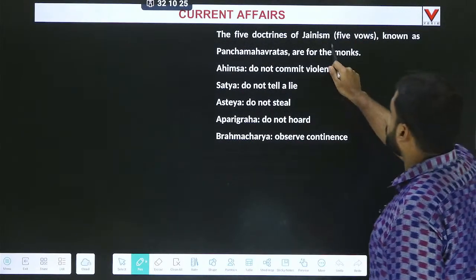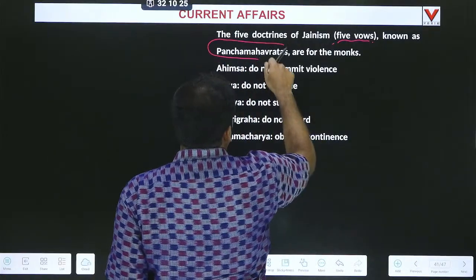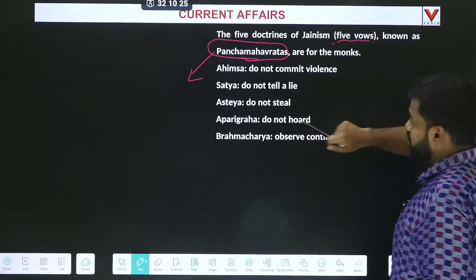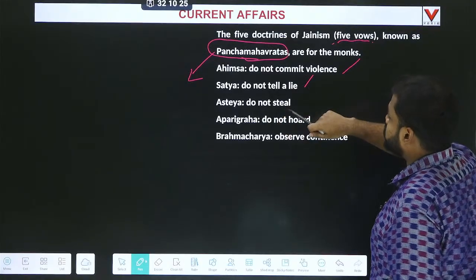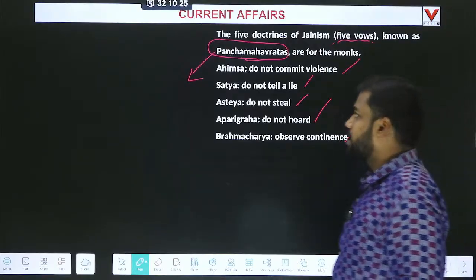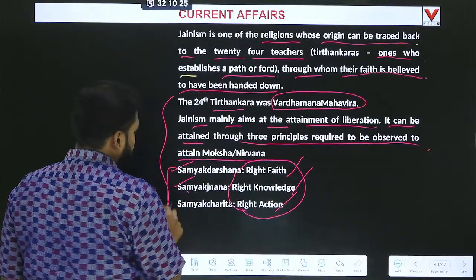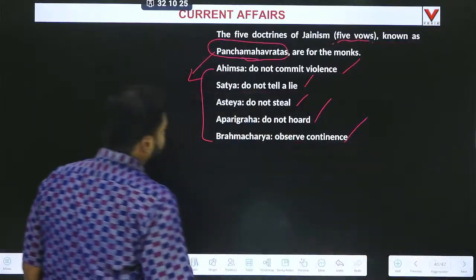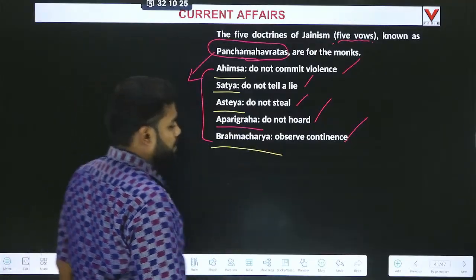Okay, the 5 doctrines, the 5 vows of Jainism, are known as the Pancha Mahavrata. You also heard about it in Hinduism. Pancha Mahavrata are for the monks. Ahimsa, do not commit violence. Satya, do not tell a lie. Asteya, do not steal. Aparigraha, do not hoard. Brahmacharya, observe continence. You should remember all these 5 and these 3 also, at least. Okay, about Jainism. What are these? Ahimsa, Satya, Asteya, Aparigraha, Brahmacharya.